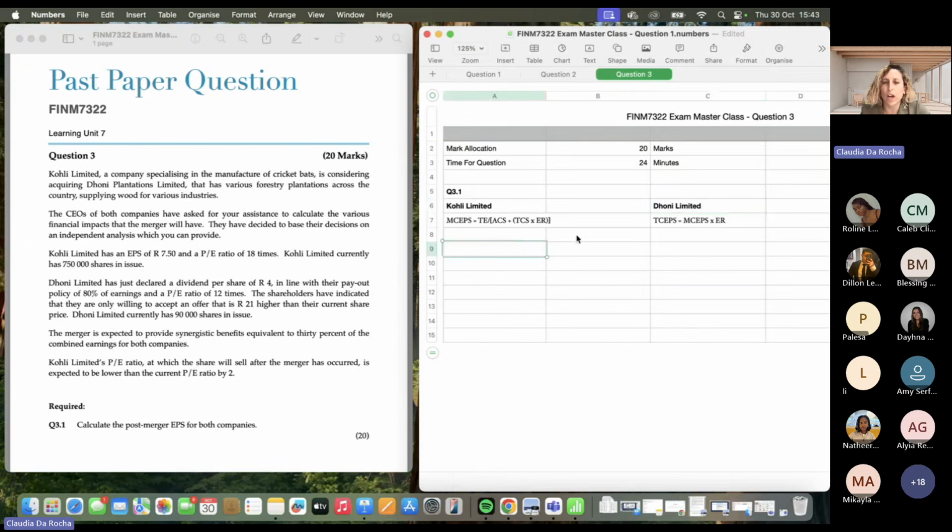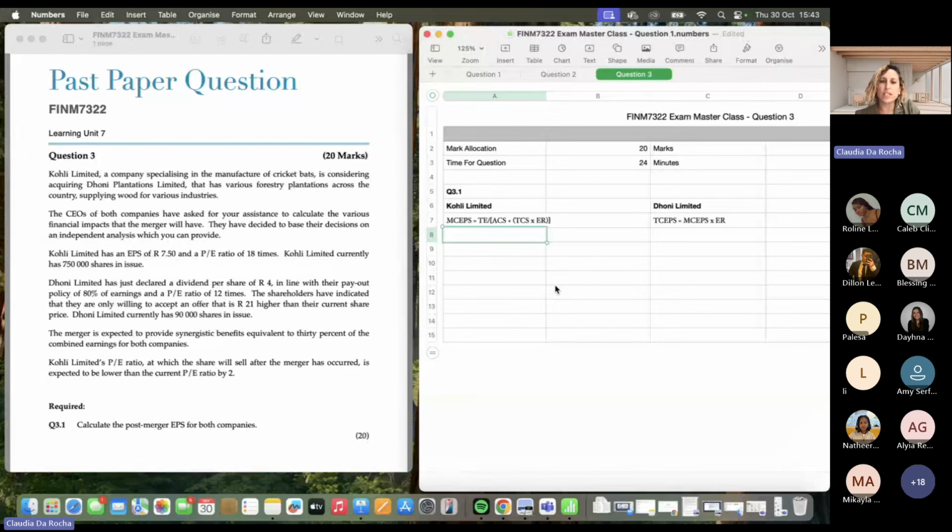Okay, we'll start off with Coley. So the merged company EPS is our total earnings divided by your acquiring company shares and your target company shares times ER. Okay, so let's look at earnings. In this question, they haven't given us the earnings. So the first thing we have to do is find total earnings.